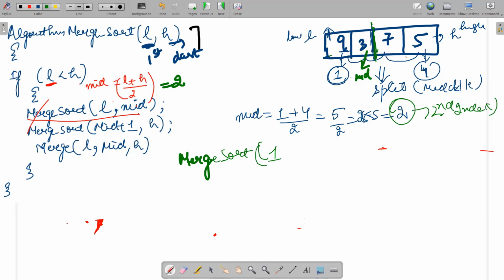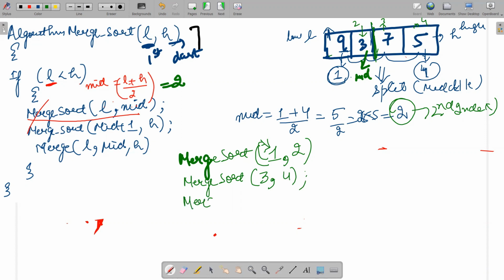So from low, which is the first index, to middle, which is my second index. And my second merge sort operation is applied as middle plus 1. Middle plus 1 would be 3, because the second index is my middle, so middle plus 1 would be 3, till the last, which is my 4. So I have to calculate this also.